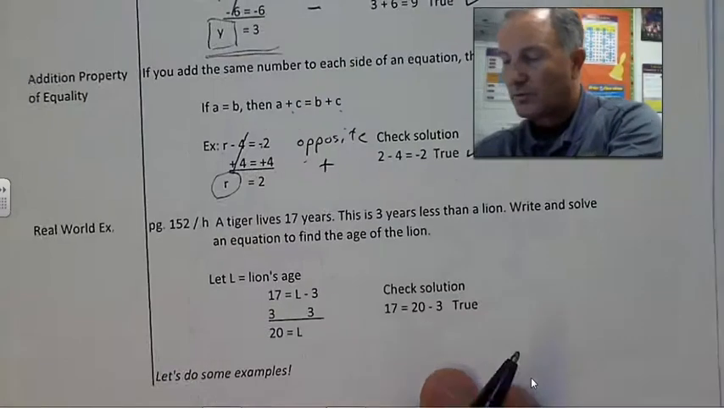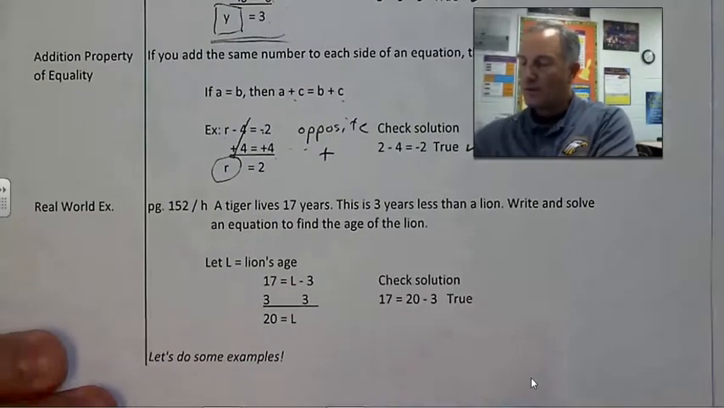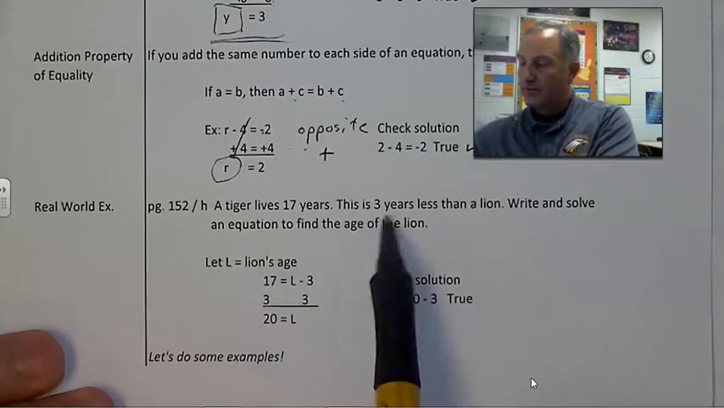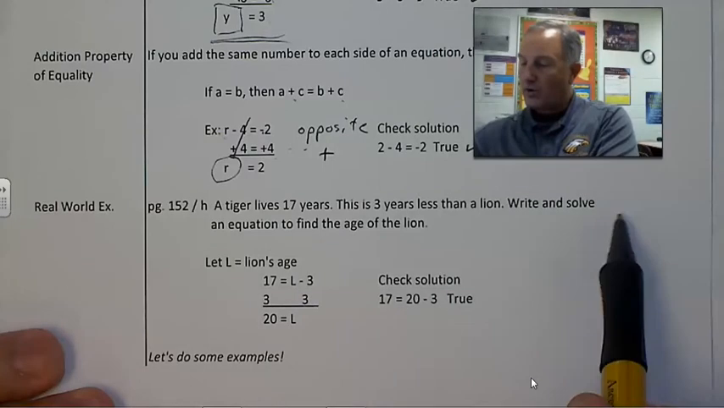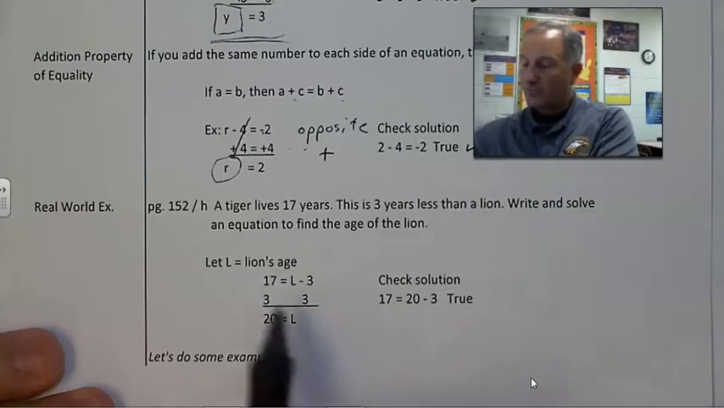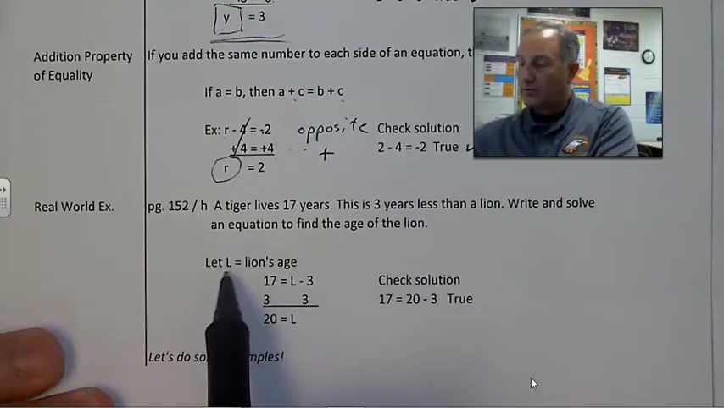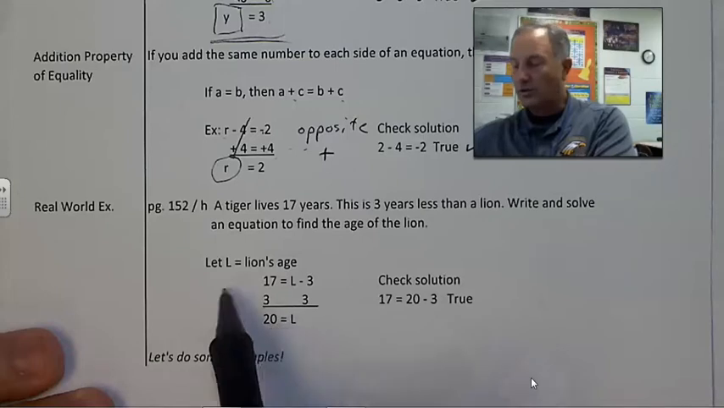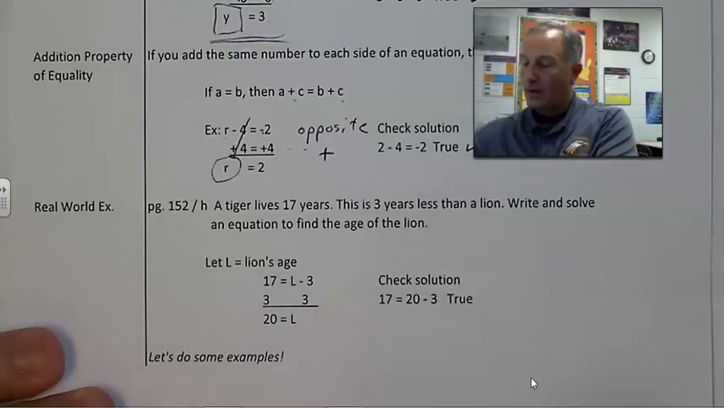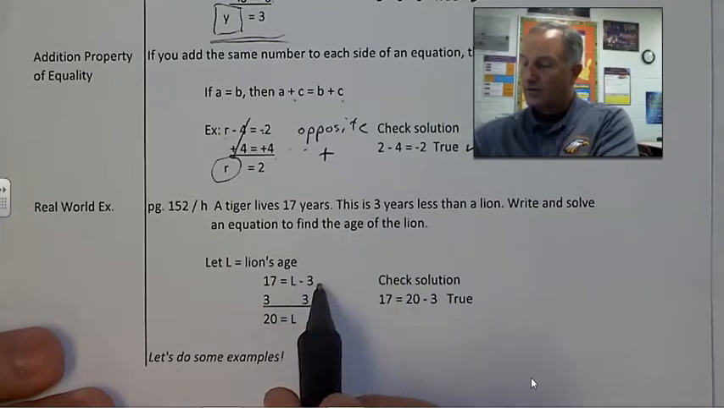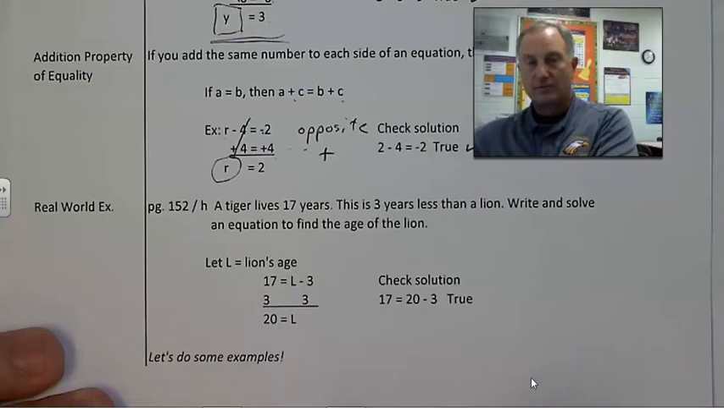Okay. Let's look at a real world example, a little problem solving. From page 152, example H, a tiger lives 17 years. This is 3 years less than a lion. Write and solve the equation to find the age of the lion. Okay, whatever it is we're looking for, the unknown variable, we're going to denote it by whatever it happens to represent. So here I'm going to say let L equal the lion's age. Okay, you can use any letter you want. I used L for lion. So we know that the tiger is 17 years, and that is 3 years less than the lion's. So if I took the lion minus 3, that's supposed to equal the tiger's age.